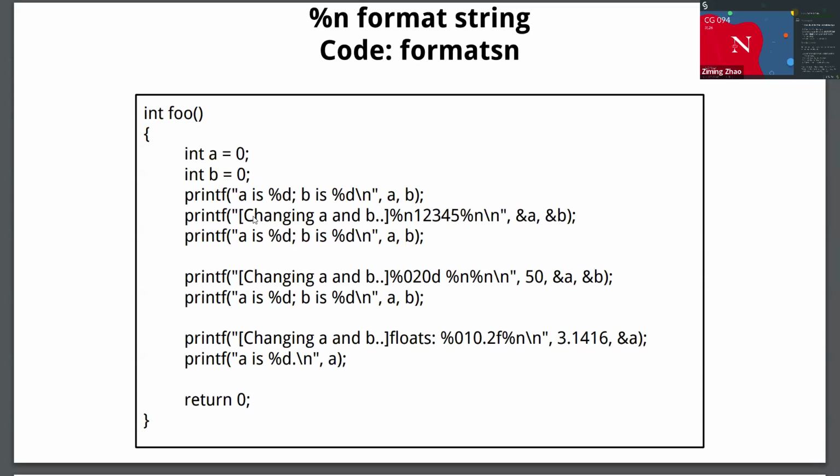Now we print out changing a and b, okay? Using printf, we can actually change the values of a and b. So here, the format string is bracket changing a and b dot dot. Before the percentage n here, this is just a regular string, okay? So this part will just be printed out byte by byte. The printf function will not change that.